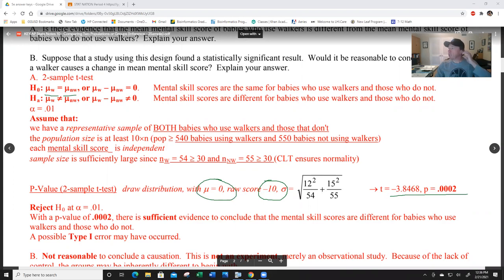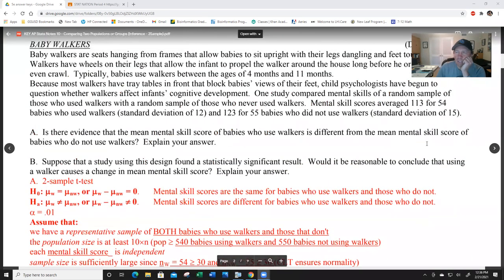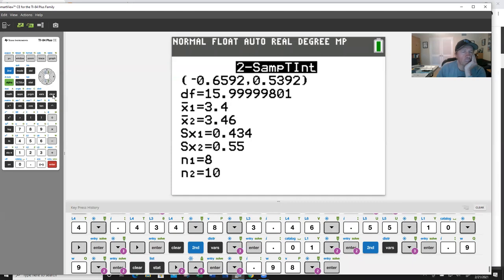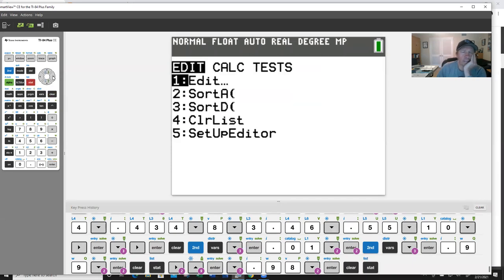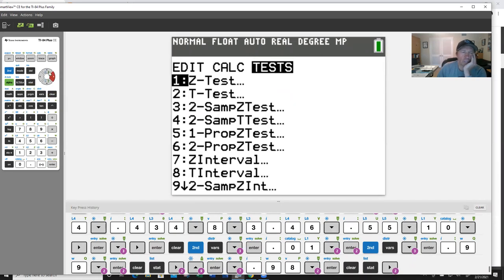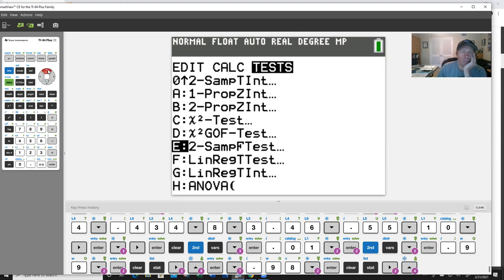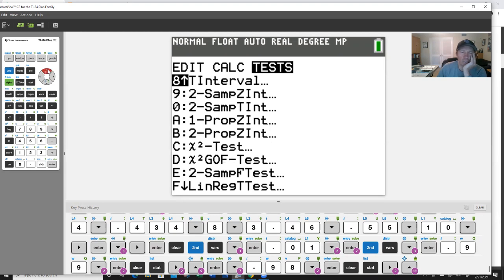So, and I'll just go ahead and draw it out like I would if that was on your calculator. I gotta remember the numbers here. It was 123 and 13, and then 113 had 12. All right. So I think I got this. I'll have to go back to this probably. So we're gonna go stat, tests. And again, we're running a two sample t-test, which I probably passed already.